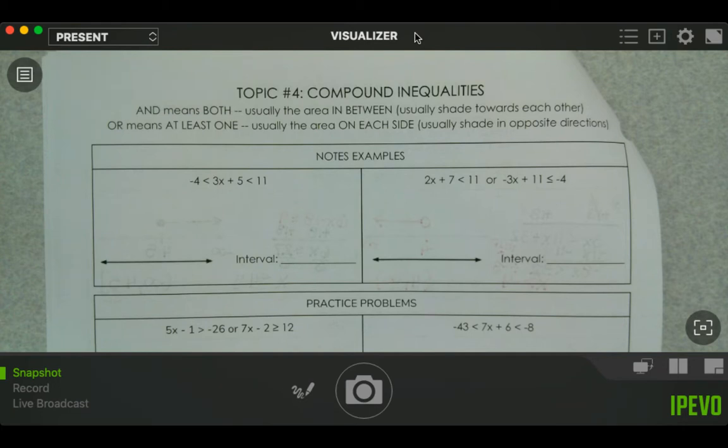Compound inequalities. This just means you're going to have two on the same graph. Compound is just a fancy way of saying two things put together, like a compound word would be classroom. That's class and room put together.